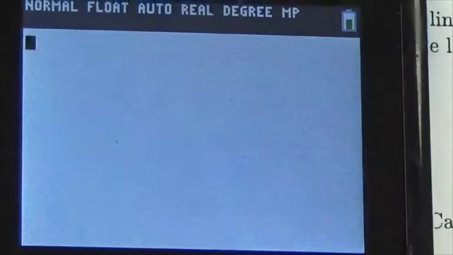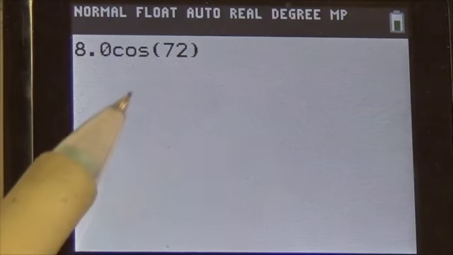So now, we just go to our calculator here. This will be 8.0 times the cosine of 72 degrees. And again, this time I'm using, whoa, sorry, can't see that. Won't focus, come on. You can do it. You can focus, there you go.